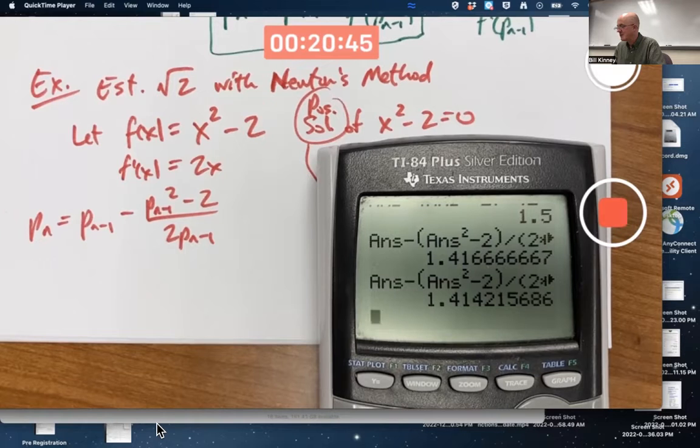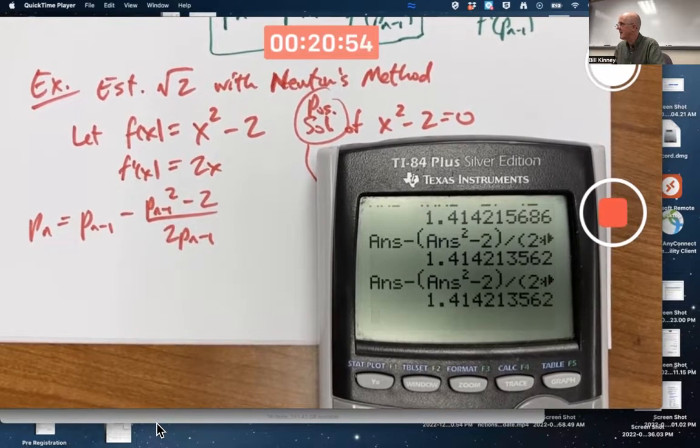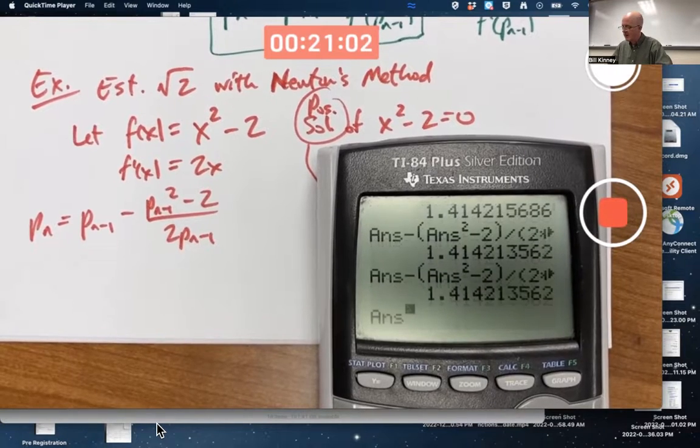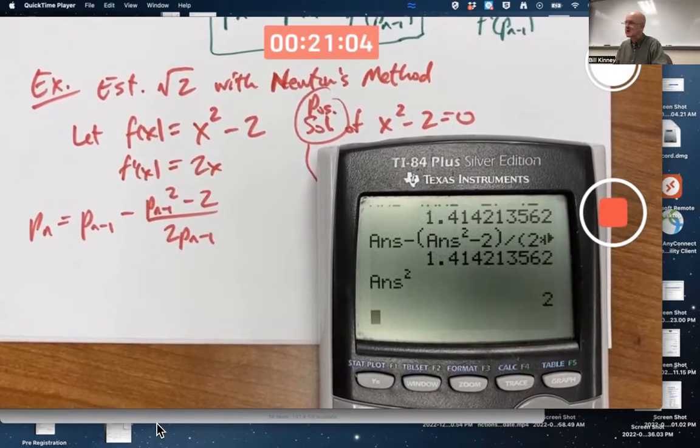What are we up to? Is that P sub 3? Is that what I said? P sub 4, P sub 5. Already by P sub 4 and P sub 5, they're the same to that many decimal places. Of course, if we carried more decimal places, they would be different. If you square that number, the calculator is rounding it to 2. It's keeping enough digits of accuracy to go ahead and round the square of that to 2.